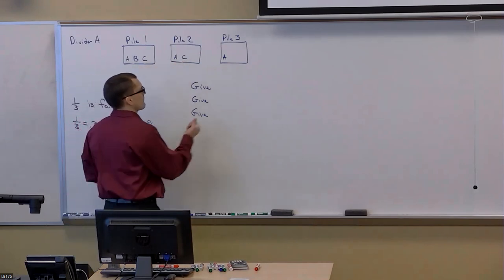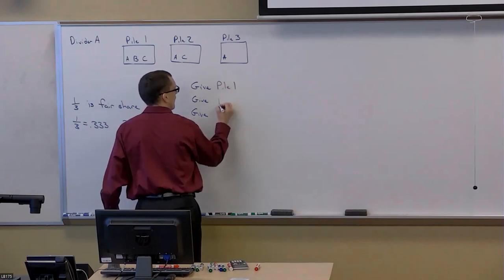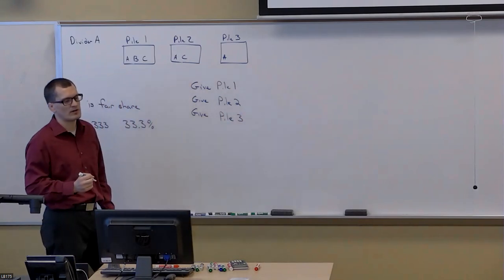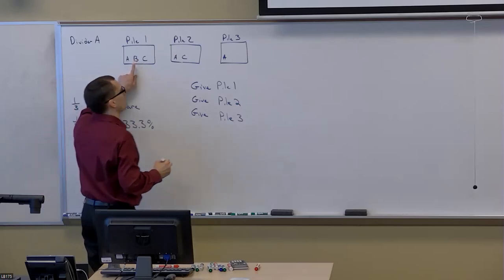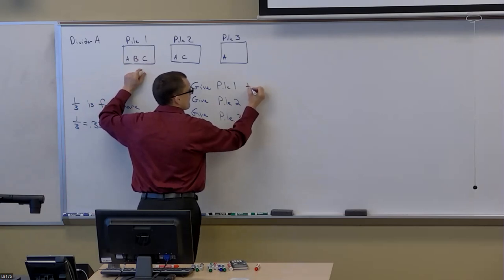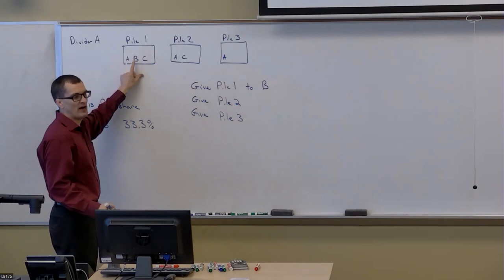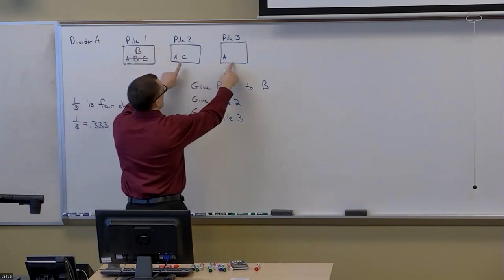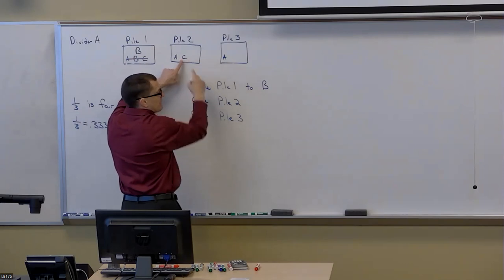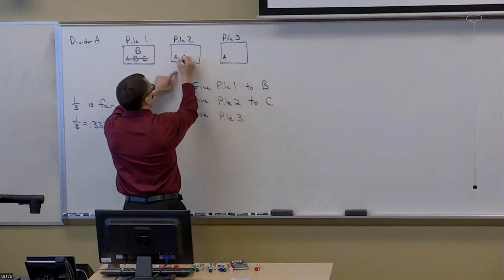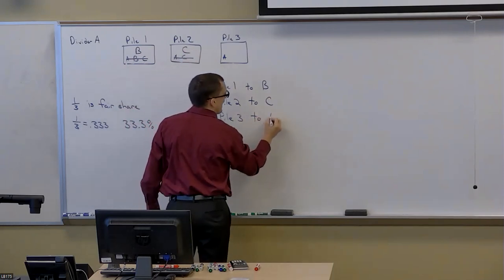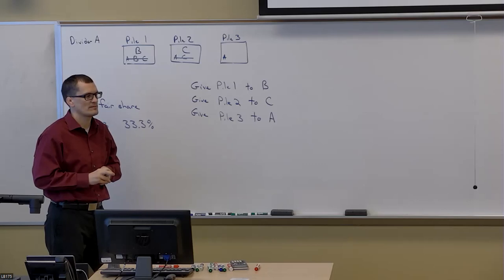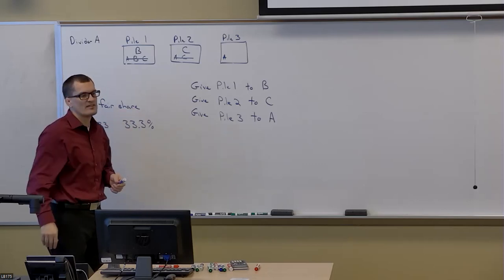Now in this scenario, there's only one way that this can work. Since B was only happy with pile one, you have to give pile one to B. Once B has pile one, the only way C is now going to be happy is to get pile two. And then A gets whatever is remaining. Does that work? So that's basically how that all worked out.